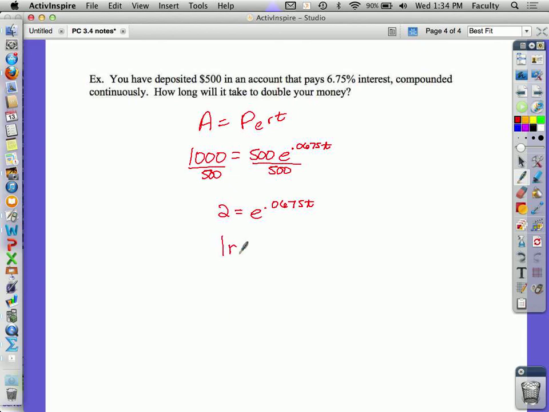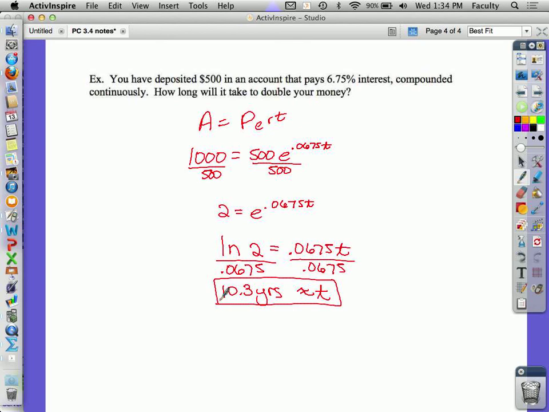So this is going to be ln 2 equals 0.0675t. Well, I can figure out ln 2, punch it in your calculator, and then you're going to divide by 0.0675, and I'm getting about 10.3 years. See if you can get that.